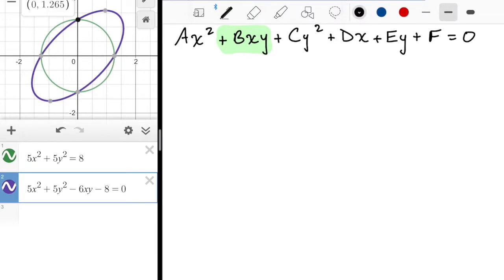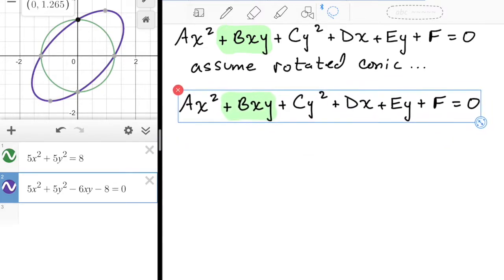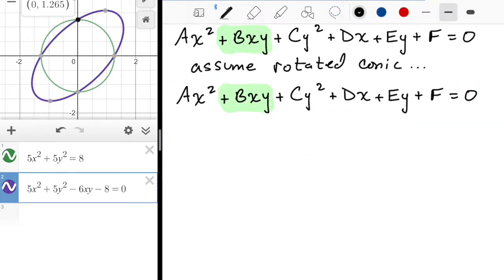What we're going to do is assume we have a rotated conic that essentially needs to be straightened out. That conic section is going to be in a particular form, and that form is going to be based off of this model, except everywhere I have an X and a Y, I'm going to throw in a little prime.